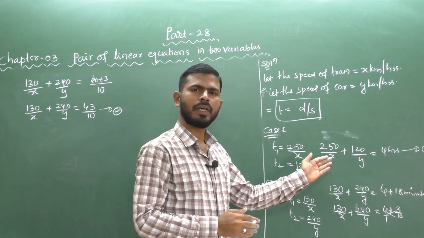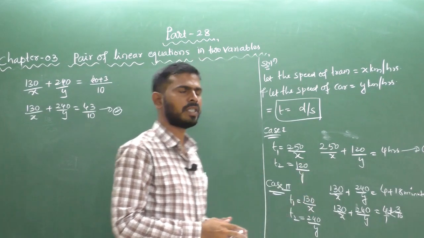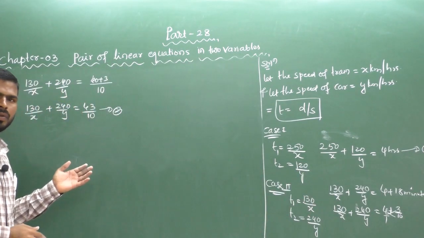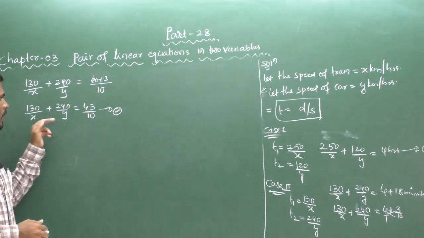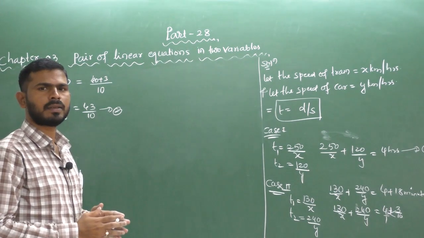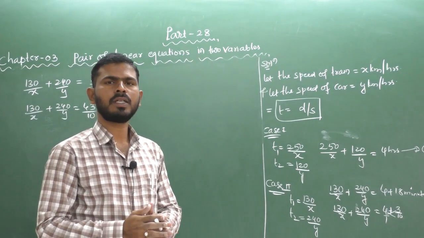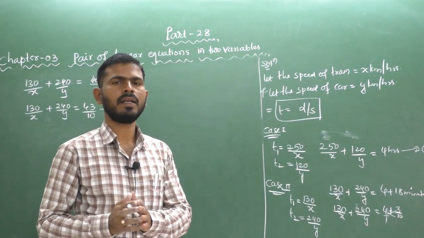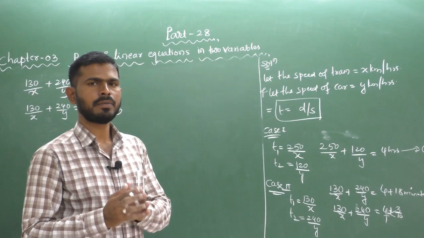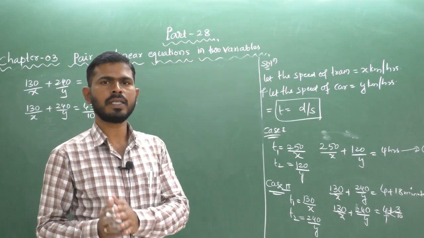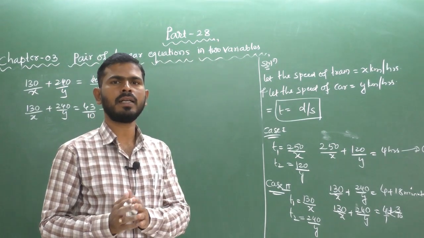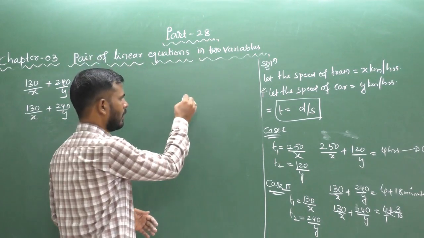In equation number 1, variables are in the form of a denominator, and in equation number 2 also variables are in the form of a denominator. So where the variables are in denominator form, you have to use the reducible method. Some students have confusion about when to use the reducible method and when to take the LCM. So let us see here.